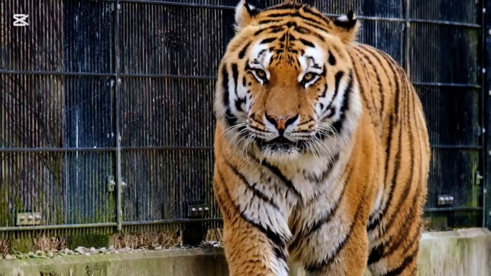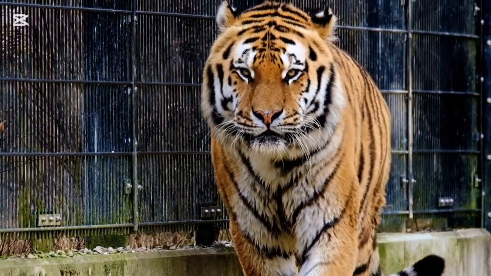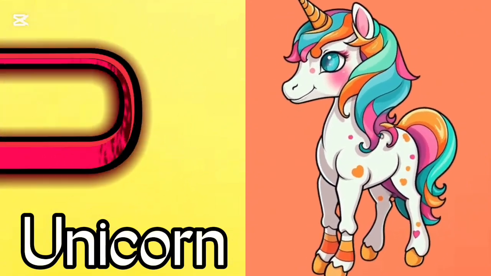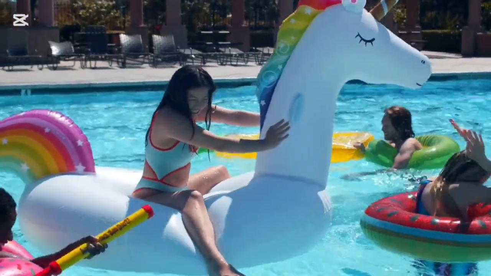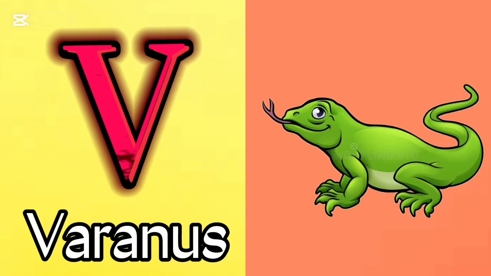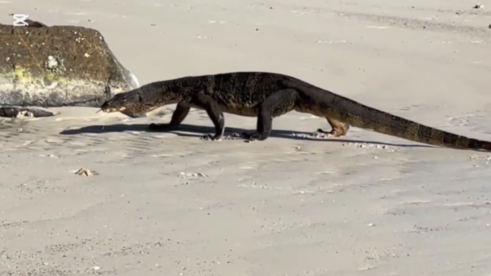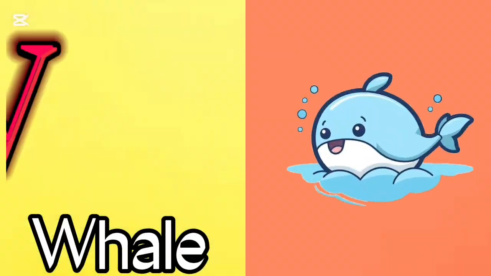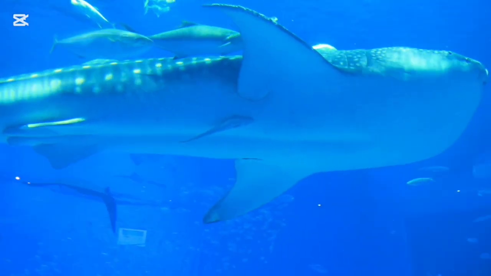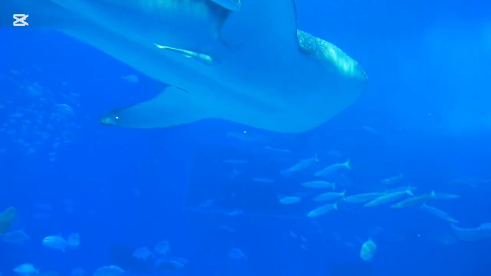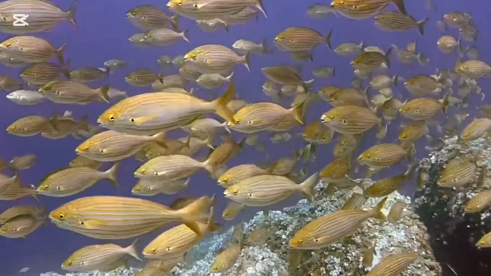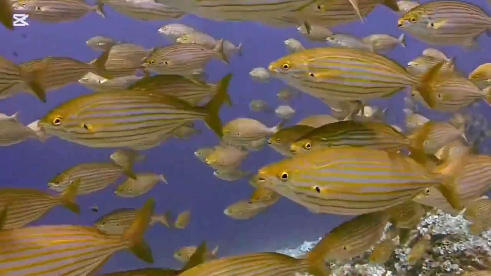Tiger. U is for unicorn. Unicorn. V is for Varanus. Varanus. V. Varanus. W is for whale. Whale. W. Whale. X is for X-ray fish. X-ray fish.